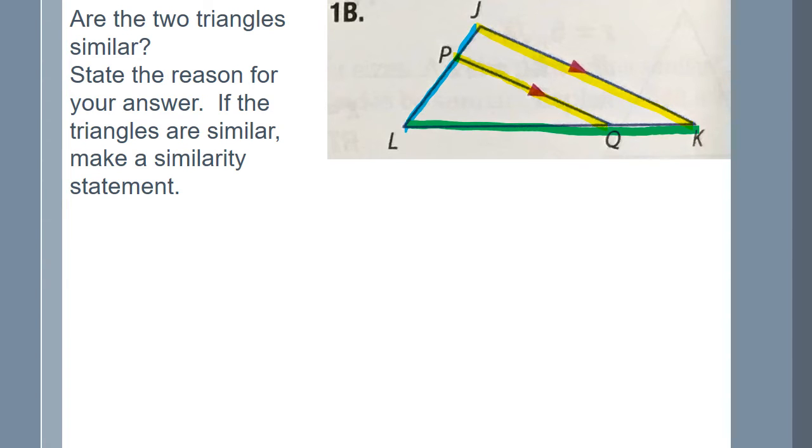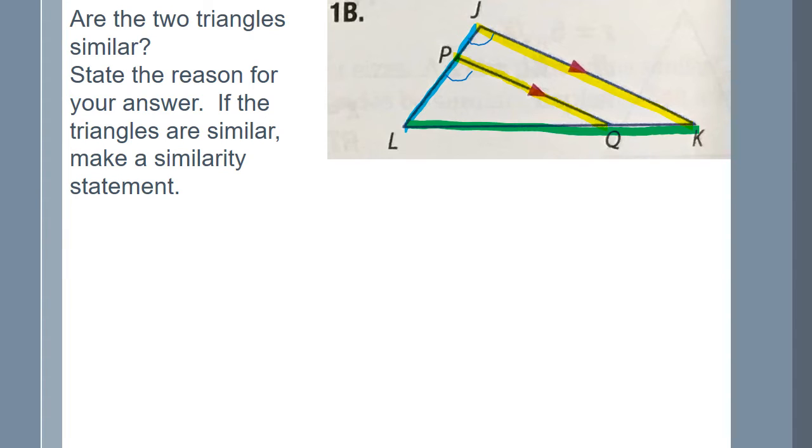So, due to the transversal of segment JL, we know that this angle here is congruent to this angle here. So angle J would be congruent to angle LPQ because they're corresponding angles. They're both in the same position with the transversal, right? I would say those are both lower right.